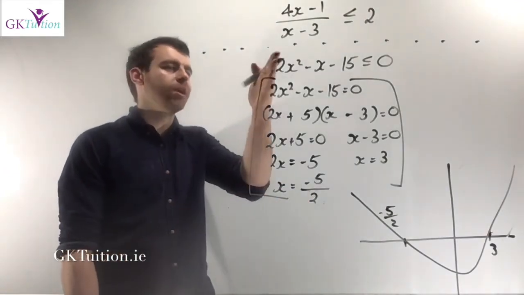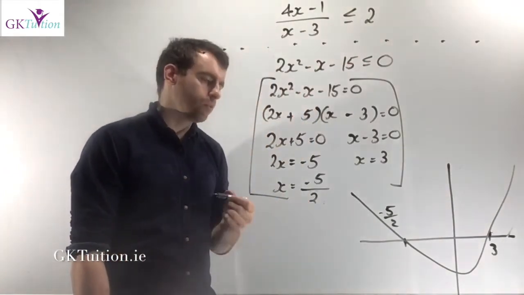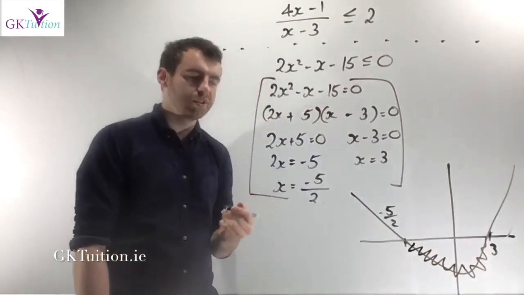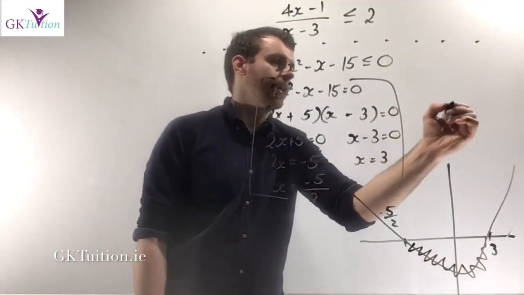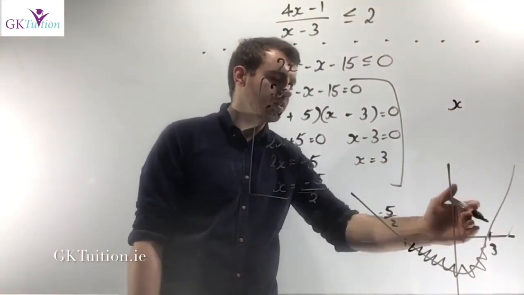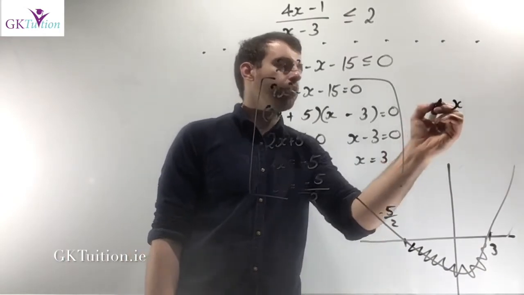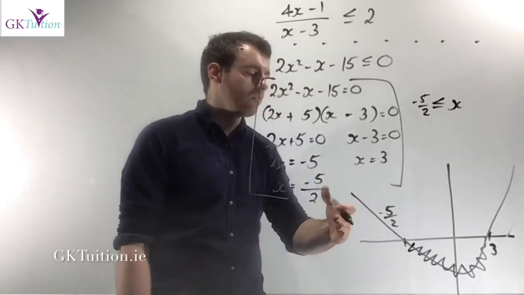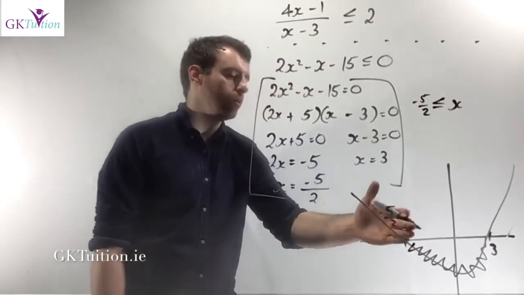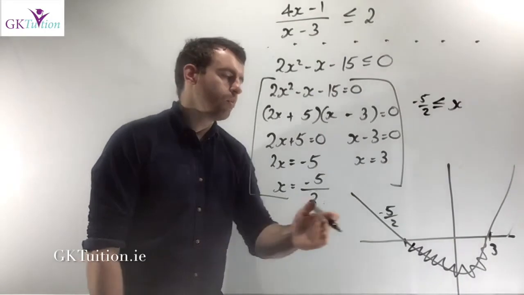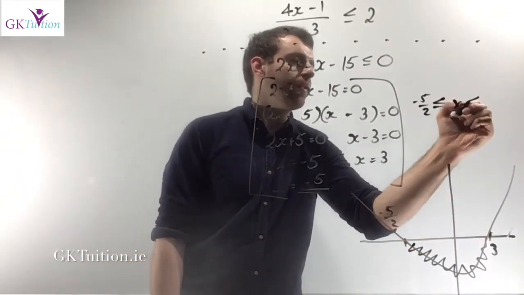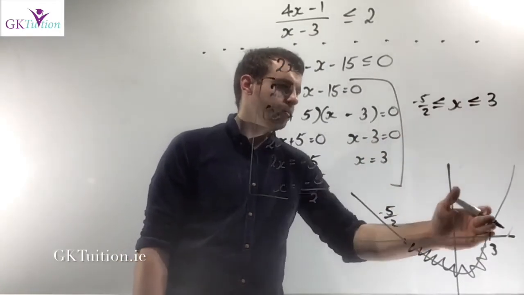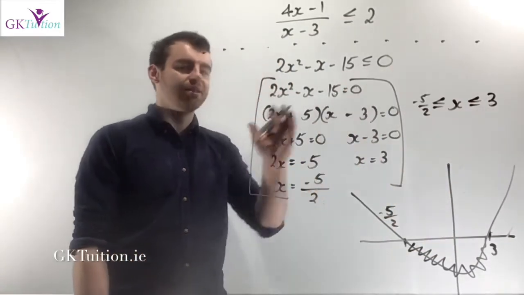Now the question asks me, when is it less than or equal to 0? The quadratic is less than or equal to 0 when it's below the x-axis, so it's just one continuous region. So in this case, if I took x values that were to the right of minus 5 over 2, in other words, bigger than minus 5 over 2, if it's greater than or equal to minus 5 over 2, it's to the right of minus 5 over 2, the quadratic is below the x-axis. But only as far as 3. I have to take values less than or equal to 3. So if x is between minus 5 over 2 and 3, then the quadratic is less than 0.